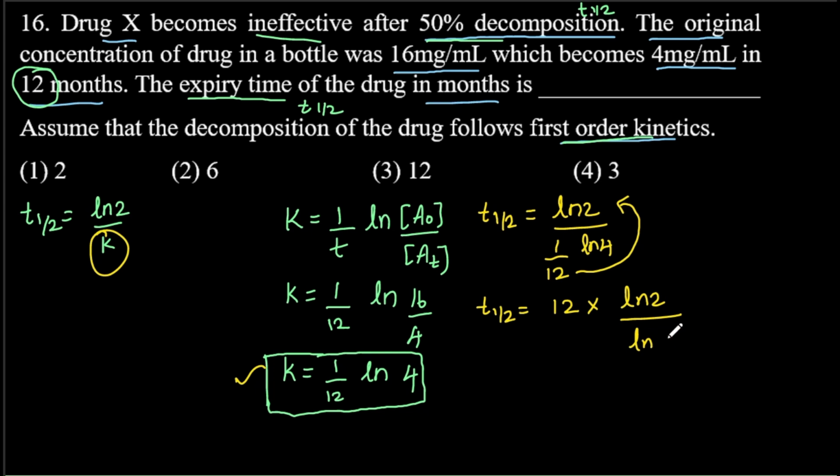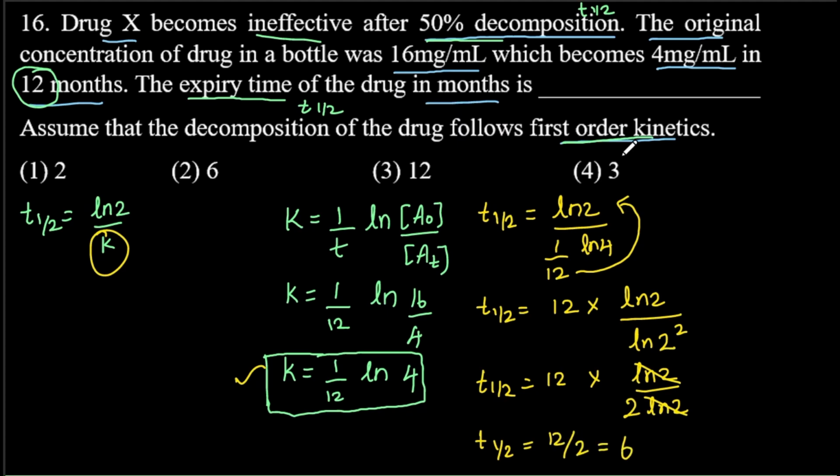So we can write ln 4 as ln 2 square. So the next step is T half equal to 12 into ln 2 divided by, so the power will become as 2 into ln 2. So ln 2 will get cancelled. So the answer is 12 divided by 2 is equal to 6. So here they are telling the time in months. So the answer is 6 months. So option 2 is the correct answer.